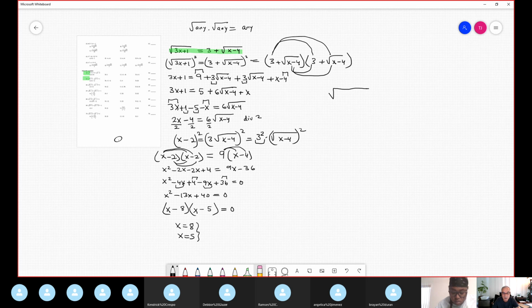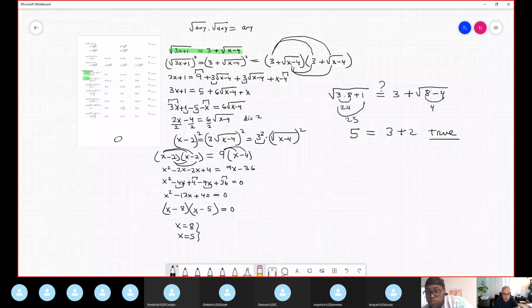The square root of 3 times 8 plus 1 should be equal to 3 plus the square root of 8 minus 4. This is 24 plus 1, this is 25. Square root of 25 is 5. 3 plus something: 8 minus 4 is 4, and square root of 4 is 2. So 3 plus 2 is 5, okay, true. Therefore, the solution 8 is perfect.